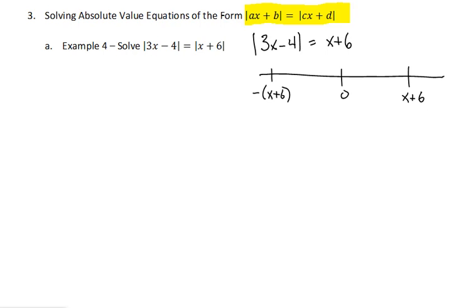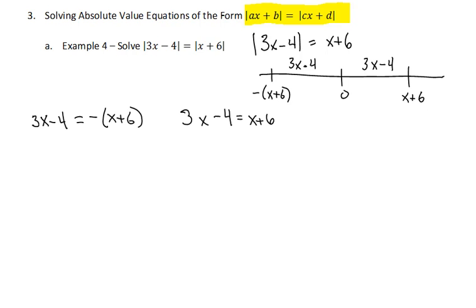Now it's important when you do the one on the left that you don't write negative x and then plus 6. It has to be negative of the quantity x plus 6. You have to put that in parentheses. And so that leads us to two different equations again. We would get 3x minus 4 is equal to negative quantity x plus 6, or 3x minus 4 is equal to the quantity x plus 6.